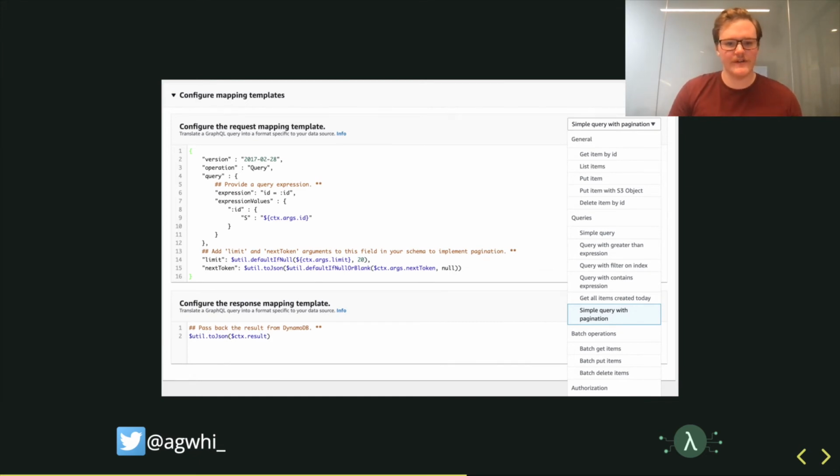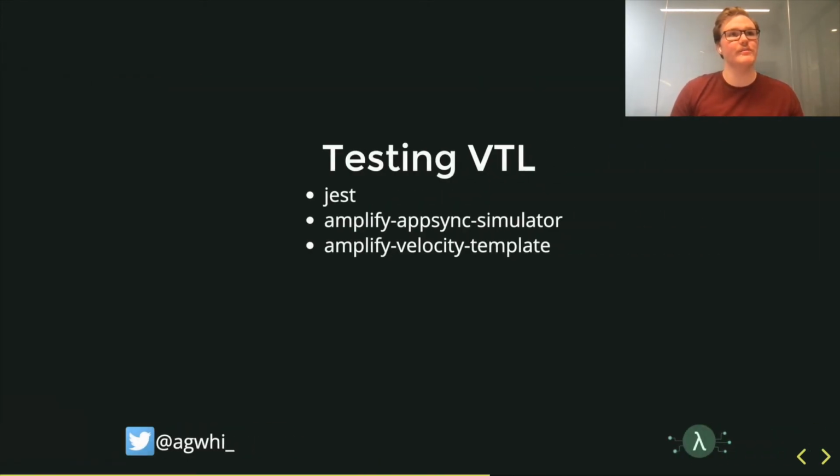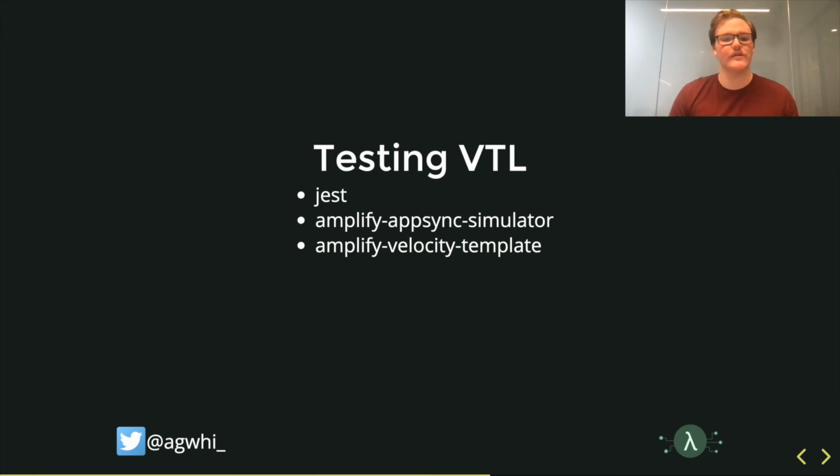But we do find that there still are some sharp edges, some learning curves when first using VTL. So to accelerate getting comfortable, we found that test-driven development really makes that quite a bit easier. We use three main libraries for this: Jest, Amplify Appsync Simulator, and Amplify Velocity Template. Theodore also has an internal package that we use behind the scenes to provide a few helper functions. This will hopefully be released quite soon under the name SLS Test Tools.